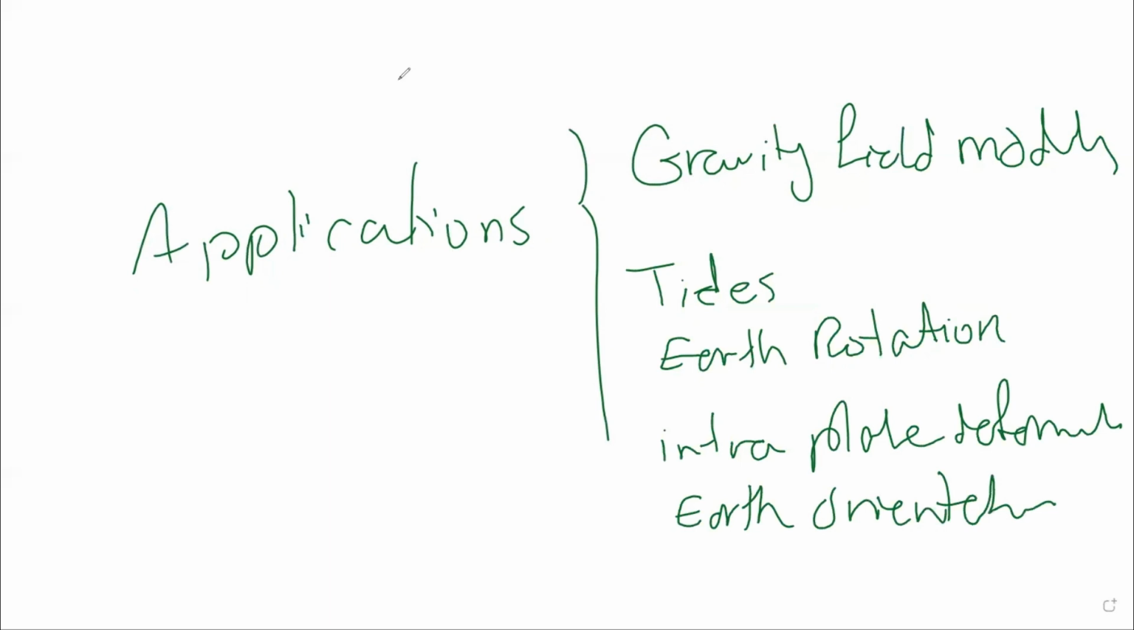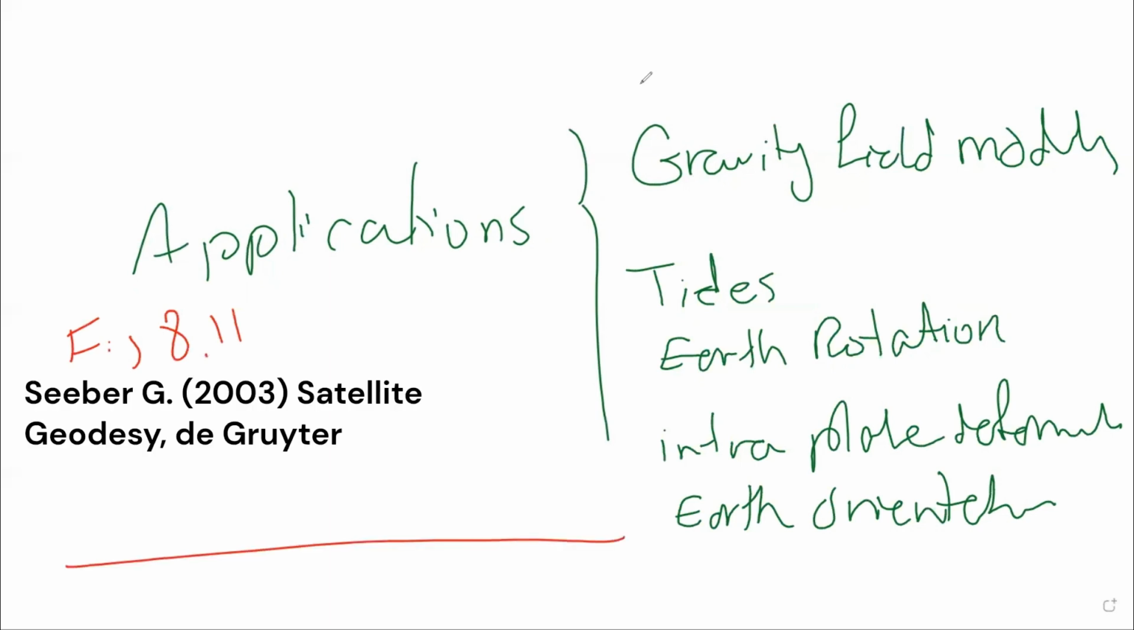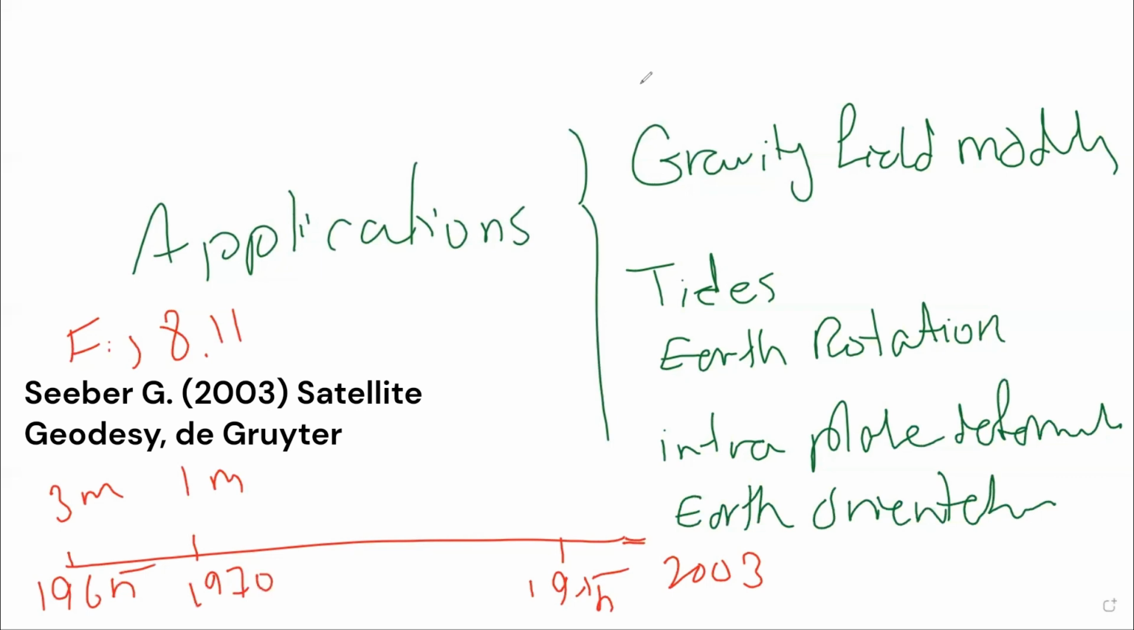So what is the accuracy? A good figure is figure 8.11 of the book, very good figure actually. It shows that from 1965 up to 1995, the book was written in 2003, how the accuracy of this has changed from 3 meters in 1970 to 1 meter. In 1975 it comes to 30 centimeters, and then to 10 centimeters, 3 centimeters, 1 centimeter, and here is 1 millimeter.